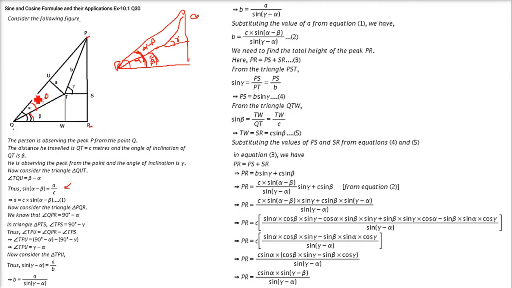If you see, what will this angle QPR be? This Q, P and R, what will this angle be? Since this whole angle is alpha, and this is 90 degrees, what will this angle be? This will be 90 minus alpha. This is alpha, so this will be 90 minus alpha. So angle QPR, that is this angle, will be 90 minus alpha.